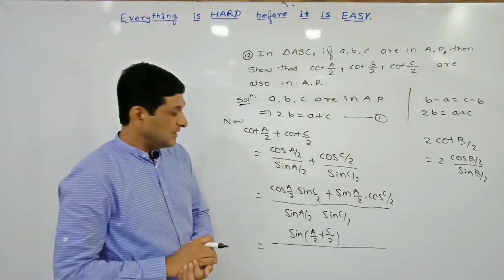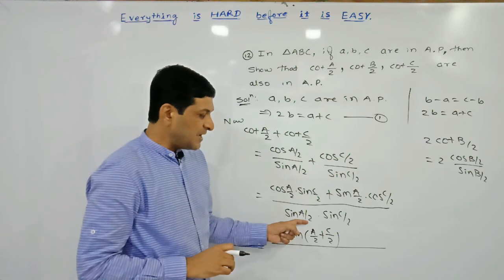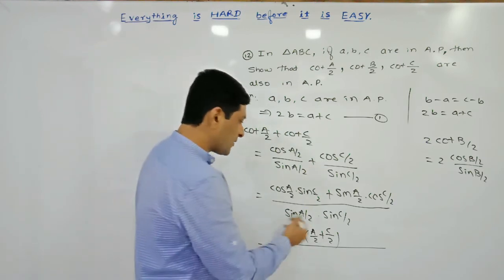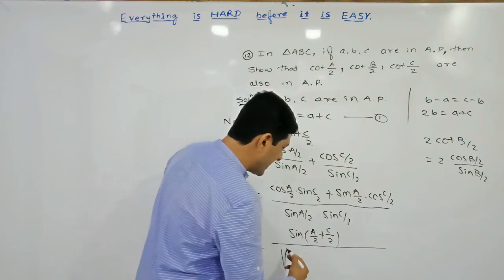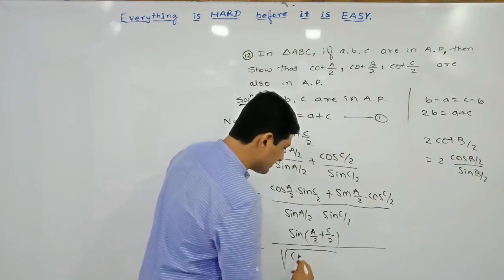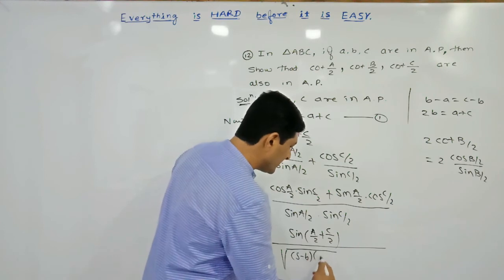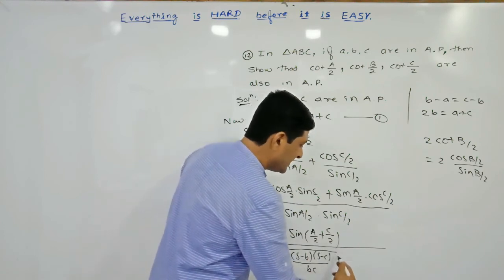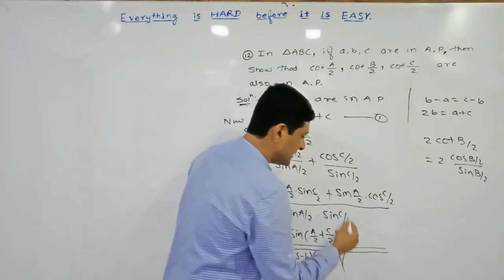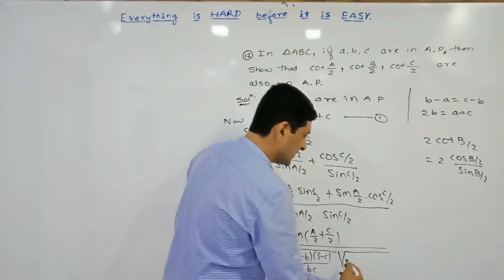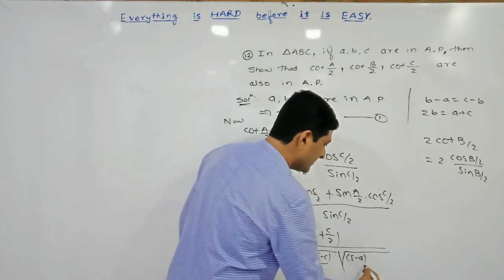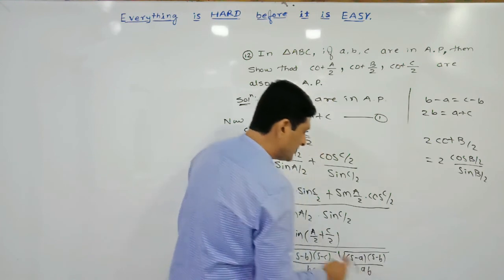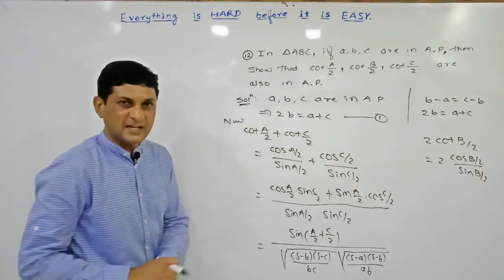In the denominator, sin A by 2 can be replaced by its value according to the half angle formula. According to the half angle formula, sin A by 2 will be equal to square root of s minus b into s minus c divided by bc. And the value of sin C by 2 will be equal to square root of s minus a into s minus b upon ab. These values we have substituted from the half angle formula.